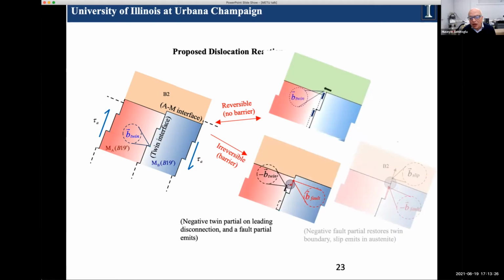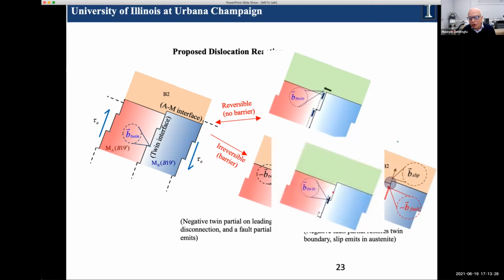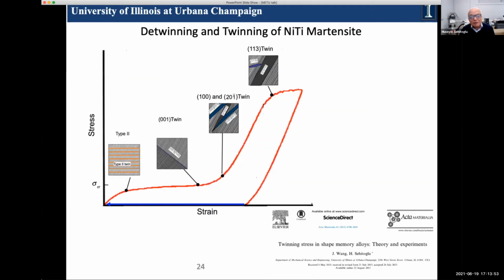when we unload, partially it reverses, but then there's a reaction here and the slip is emitted. So this is the austenite, this is the martensite. So there's some reversibility, but not full reversibility because of the internal misfit at the boundary.